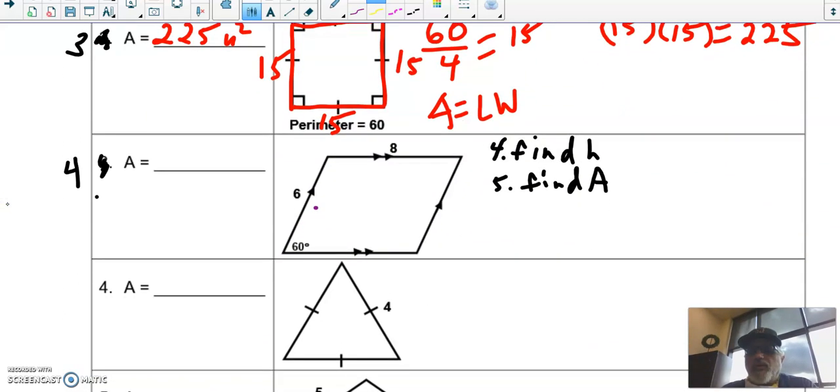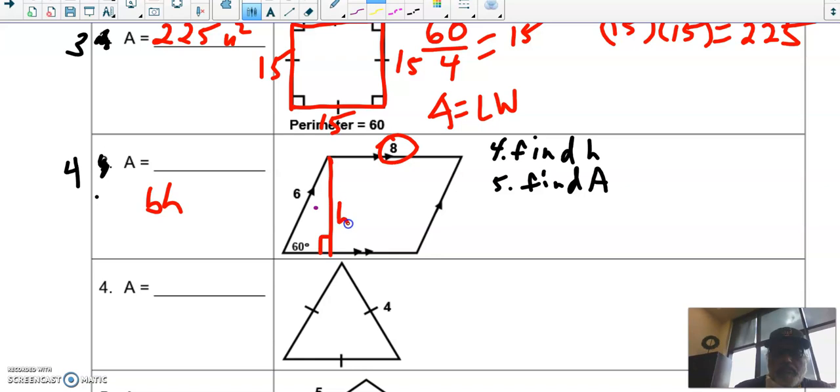Then I'm going to move to number 4. Now in a parallelogram, it's still going to be base times the height, but we don't really have the height. Base is given. I know my base is 8. But my height is going to be h, which is that red line I just drew. So that's going to be my height. Now to find that, we have to use our special right triangles. This guy is a 30, 60, 90. So to find h, I have to do my 30, 60, 90 first.